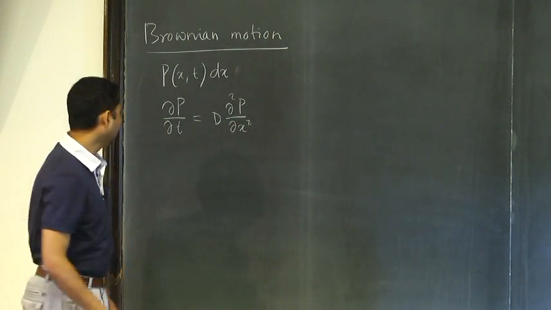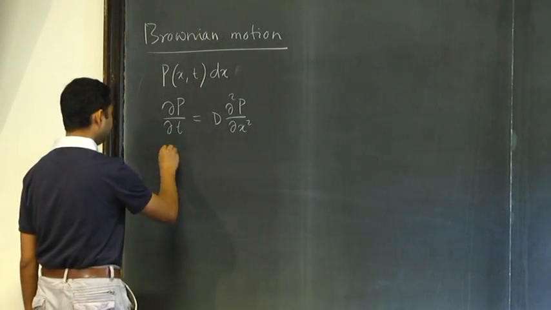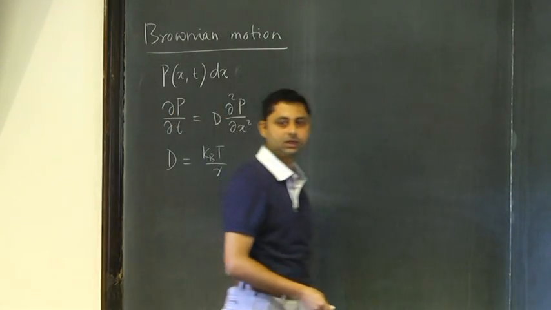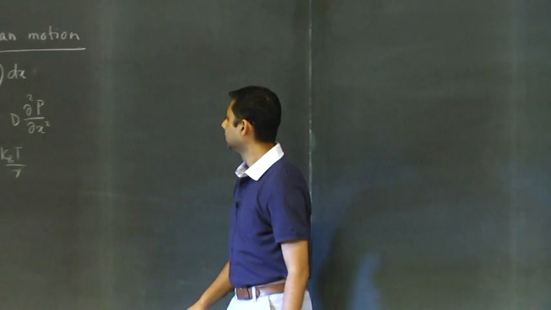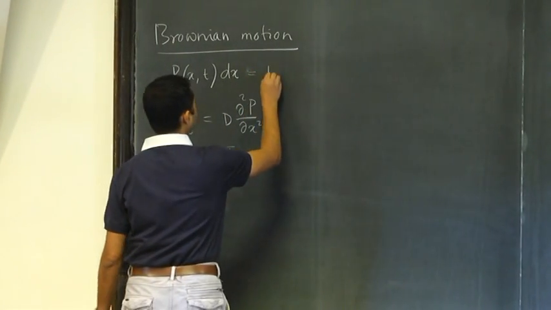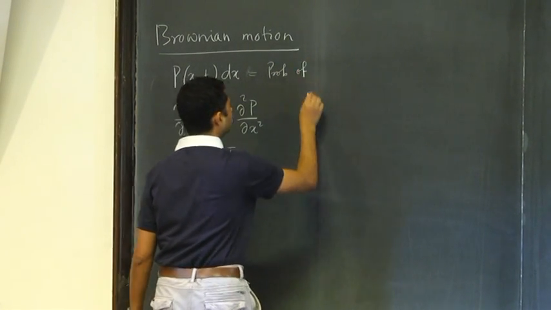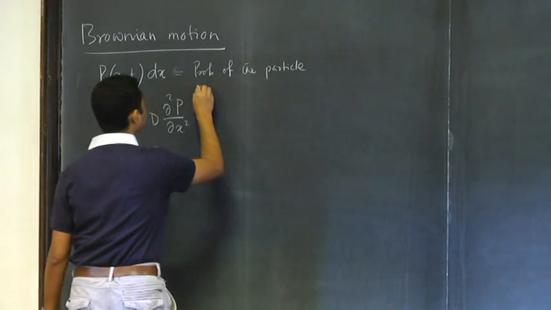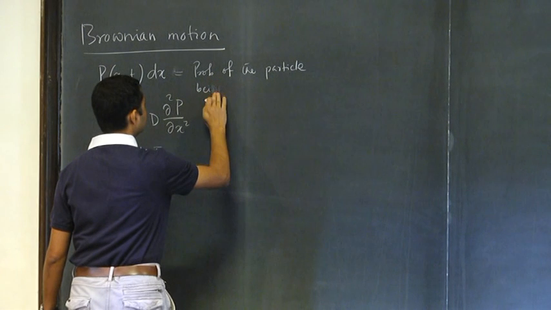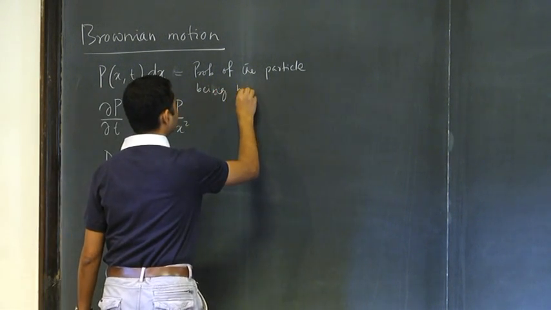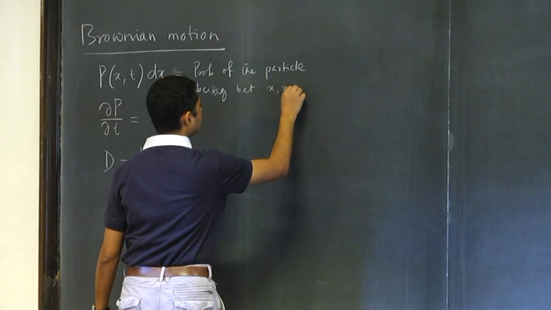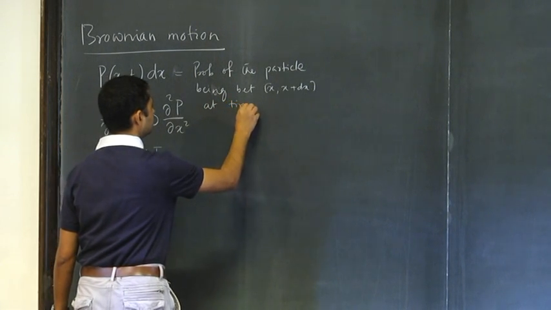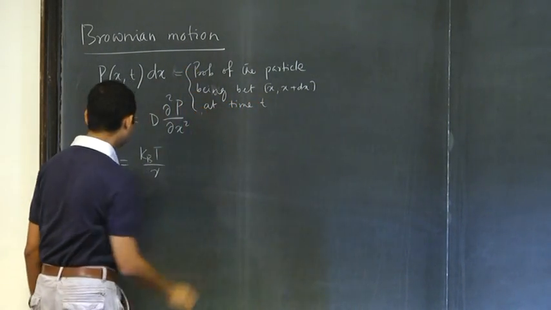delta x square, right. Where the diffusion coefficient D is given in terms of the temperature and the friction coefficient, right. So, this is the probability of the particle being between x and x plus dx at time t, right.